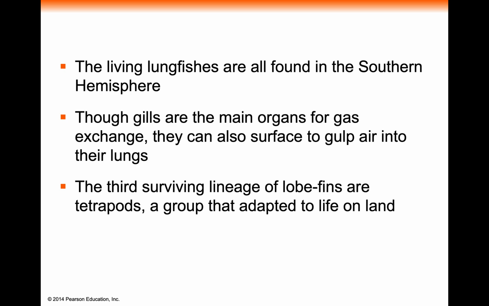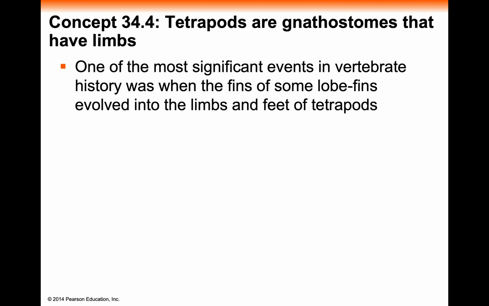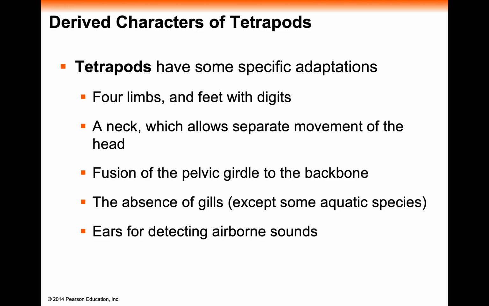The third surviving lineage of lobe fins are the tetrapods. So again, that's us, things with 4 legs that have moved on to land. So one of the most significant events in the vertebrate history was when the fins of some lobe fins evolved into limbs and feet of tetrapods. So we have 4 limbs, 2 arms and 2 legs, and feet with digits, again, typically 5. A neck, which allows separate movement of the head.